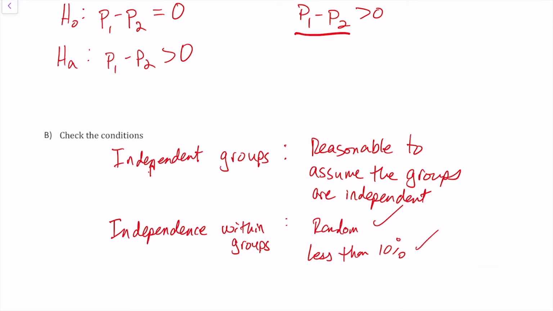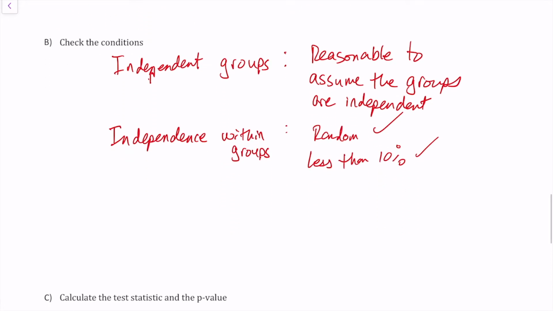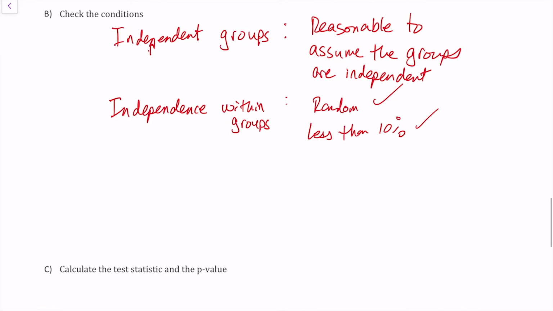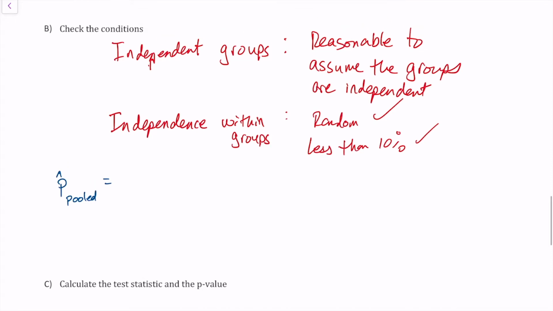Okay? All right, what's next for us to do is we have to check the success and failure condition. In order to do that, we need to calculate this new statistic called the p-hat pooled, right? And this is the number of successes from sample 1 plus the number of successes from sample 2 over the sum of the two sample sizes.